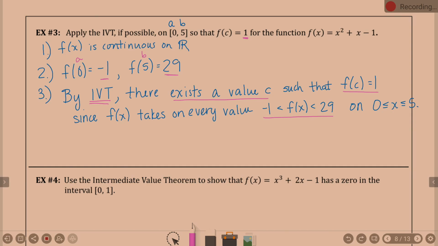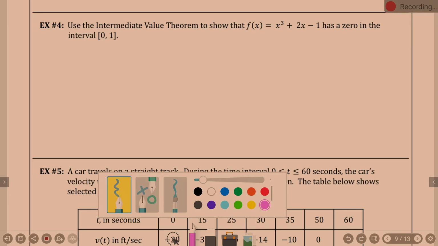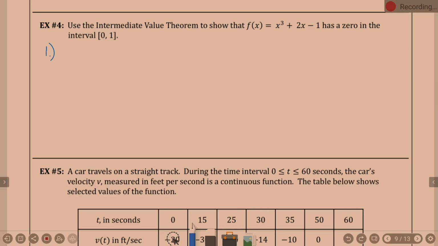Okay, number 2. Use the intermediate value theorem to show that f of x has a 0 in the interval 0 to 1. So, step 1. What are you asking yourself? Is it continuous?